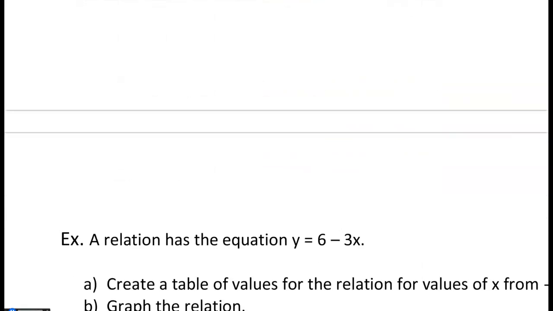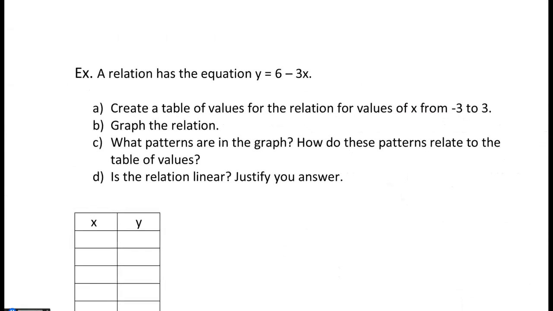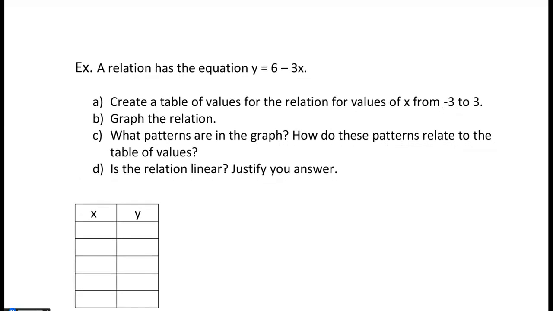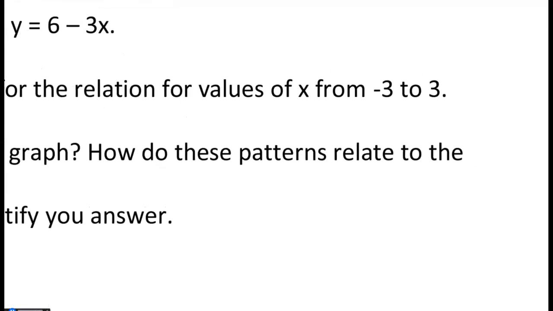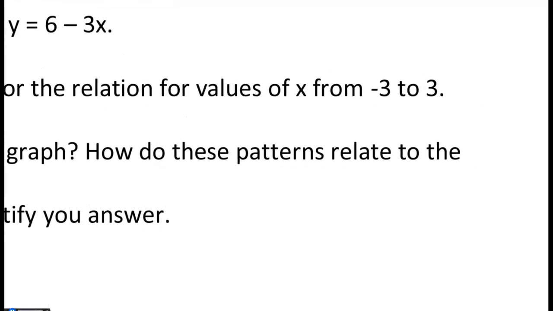Now we're going to look at our last page for today. So this one here has a bunch of different steps that we're going to look at. So our equation is written at the top here with y equals 6 subtract 3x. Now it's asking us for part A to create a table of values for the relation for values of x of -3 to 3.